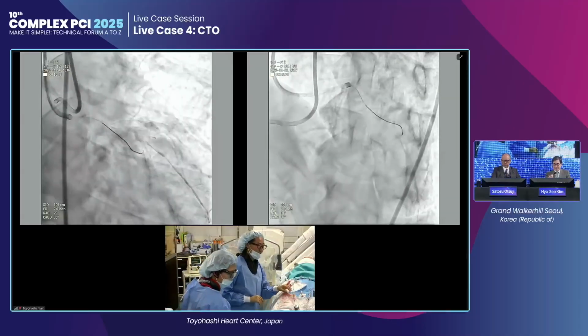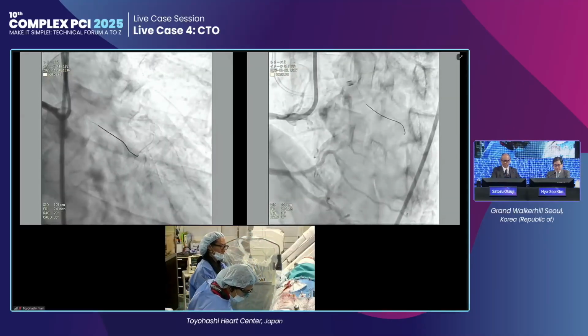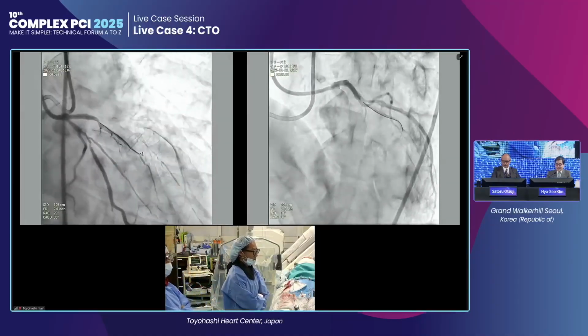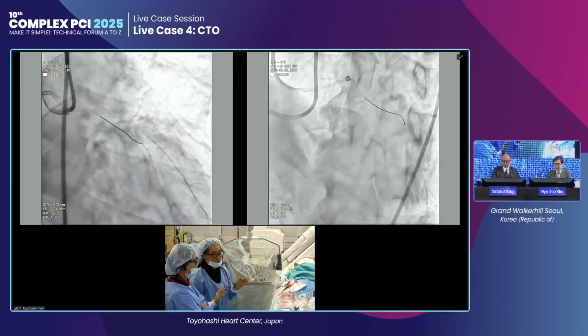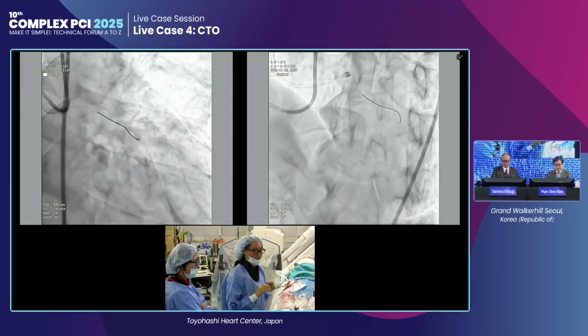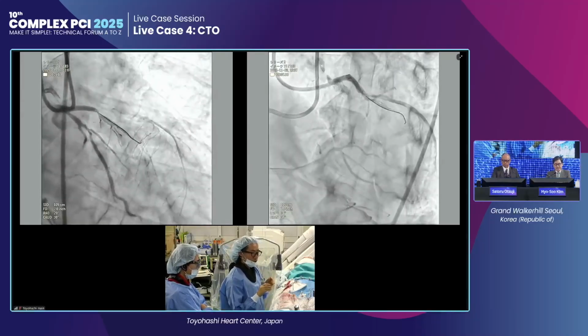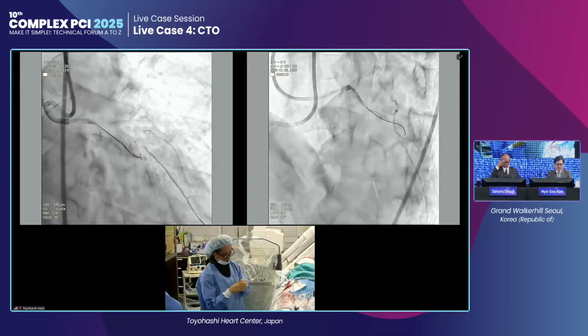It is definitely not so easy because of the blunt stump with a side branch. Can we get some insight from the panels? We only have 30 minutes, so can I talk about the procedure so far? Okay, please. After that, please discuss antegrade or retrograde.